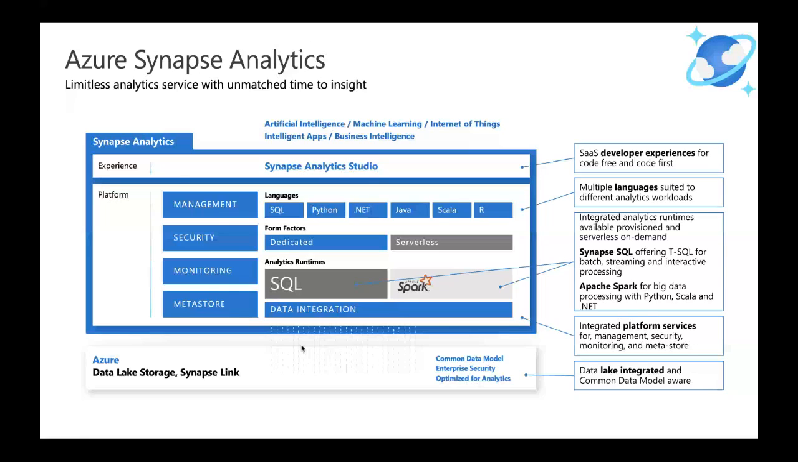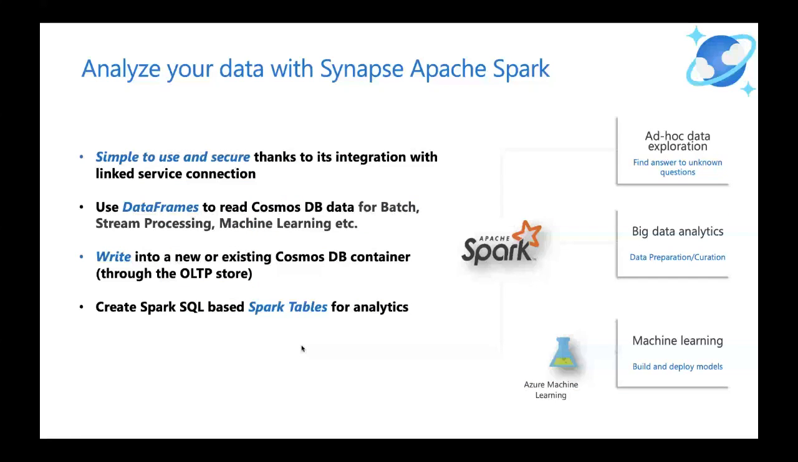So that's sort of a quick summary, or the lay of the land, so to speak, as far as Synapse Analytics is concerned. Now, what are the options available to you? Like I was saying, you have Synapse SQL and Apache Spark. With Apache Spark, it's quite simple. What you could do is simply link up to an existing Cosmos DB database using a linked service. I'm going to demonstrate that during the workshop.